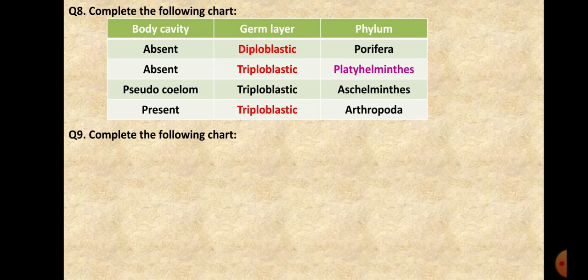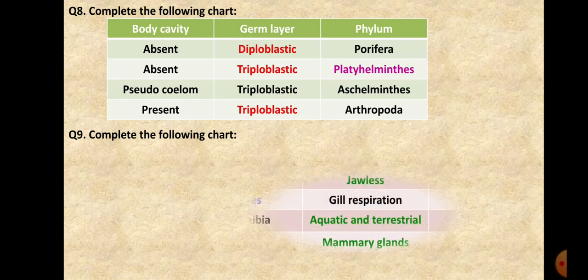Body cavity is absent. They are triploblastic and they are Platyhelminthes. Then the third one is pseudocoelom. They have three layers, thus they are triploblastic and they belong to phylum Aschelminthes. Then body cavity is present and they are triploblastic, that means they belong to phylum Arthropoda.